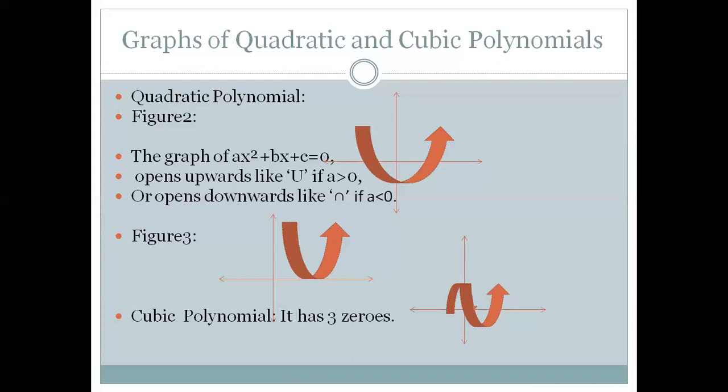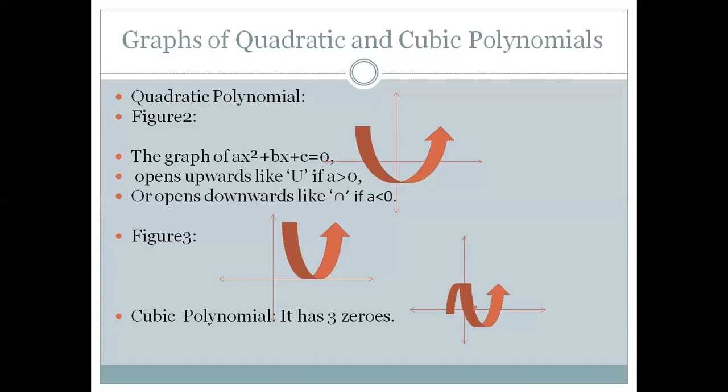That means if the coefficient of x square is positive, then you will get a U-shaped curve in the upward direction. That means a U shape you will get. If the a value, that means the x square coefficient, is negative, then you will get the graph in the downward direction, that is a reverse U. That is, if a is less than 0. Now you see figure 3.